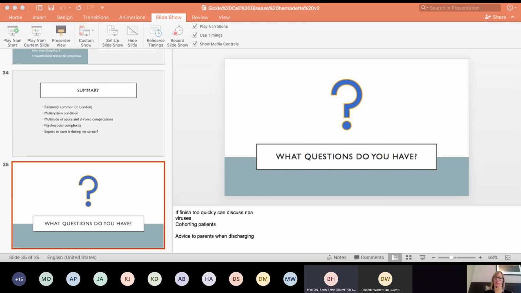And last question then. So is there any relationship between hydroxycarbamide and AVN? And would you stop it if they developed AVN? Do you see AVN in children very often? Yes, we can do actually. So it tends to be shoulder girdle or hips.